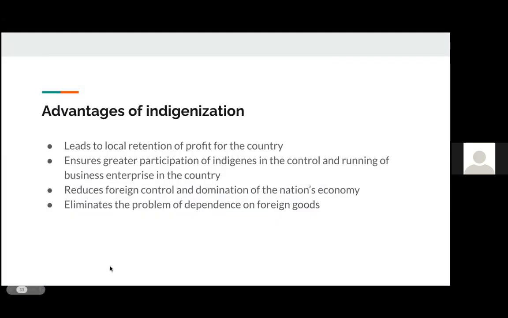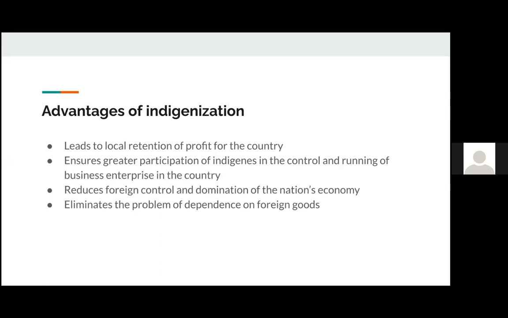So this leads to local retention of profits for the country, because if it was just owned by Americans, Americans would take their profit and take it back to America. But if Nigerians own the company, then the profit stays within the country. It ensures that there's greater participation of indigens in the control and running of the business enterprise.